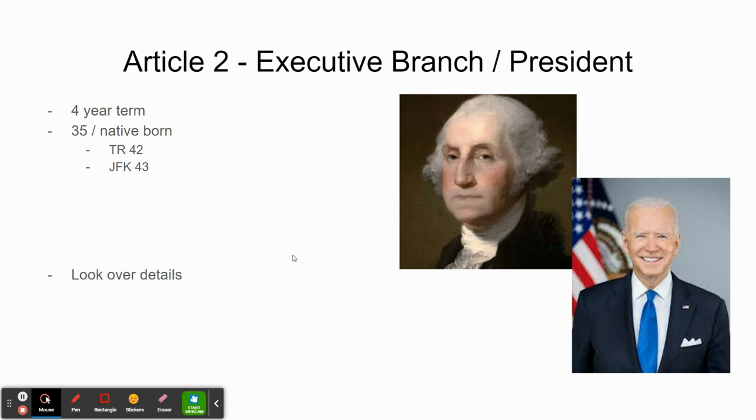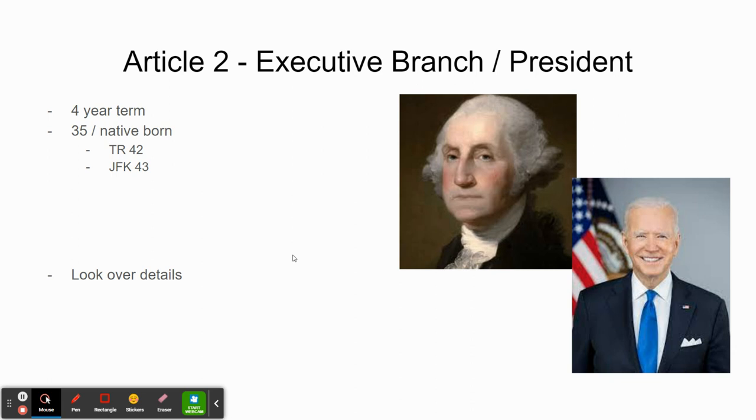The executive branch, Article 2, we know that the president serves a 4-year term. He must be 35 years old, and he must be born an American citizen. Now, early on, there were others who hadn't been born Americans because the country was only 12 years old when they signed this Constitution. But it's been centuries since that was actually the case. So a person must be American born, must be an American citizen at the time of their birth to become president.